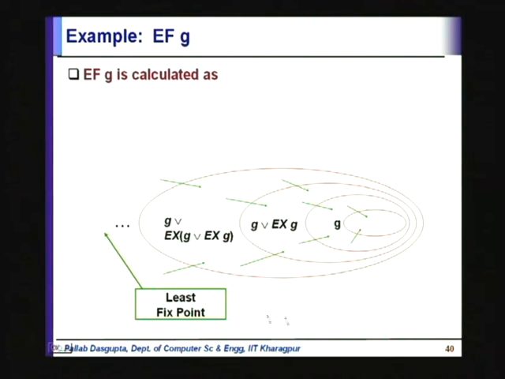So, is the procedure clear? We start with the set of states satisfying G, do a reverse image computation to find the states satisfying G or EXG, then do another reverse image computation and continue in this way until we reach the least fixed point. That set of states represents the set of states which satisfies EFG. Clear?